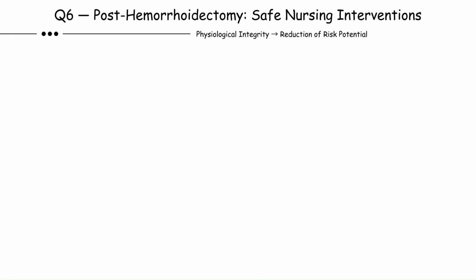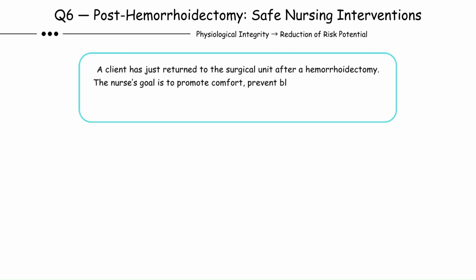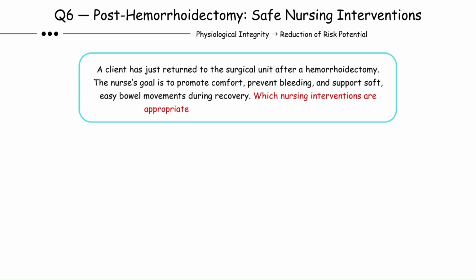Question 6. Post-Hemorrhoidectomy Safe Nursing Interventions. Item type: select all that apply. A client has just returned to the surgical unit after a hemorrhoidectomy. As the nurse, your goals are simple but critical. Promote comfort, prevent bleeding, and support soft, easy bowel movements during recovery. Which nursing interventions are appropriate for this client? Select all that apply.